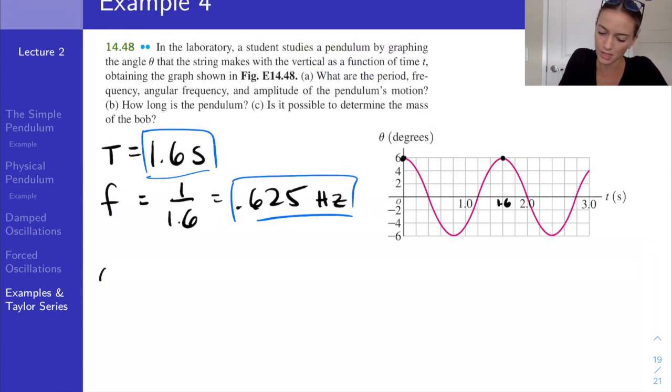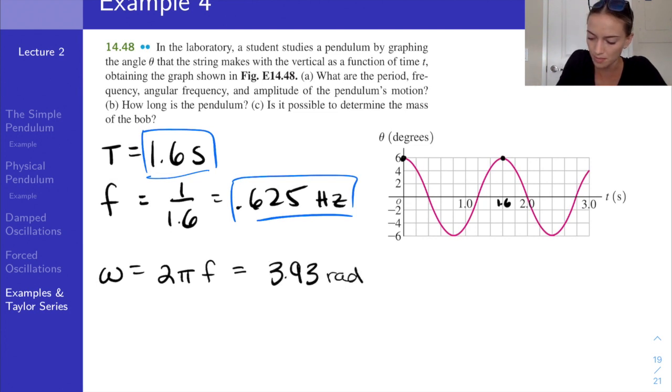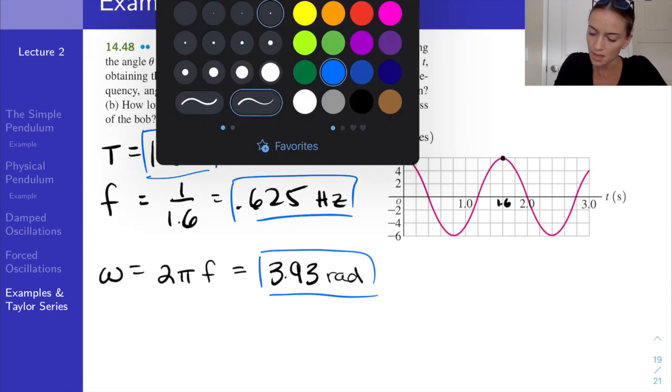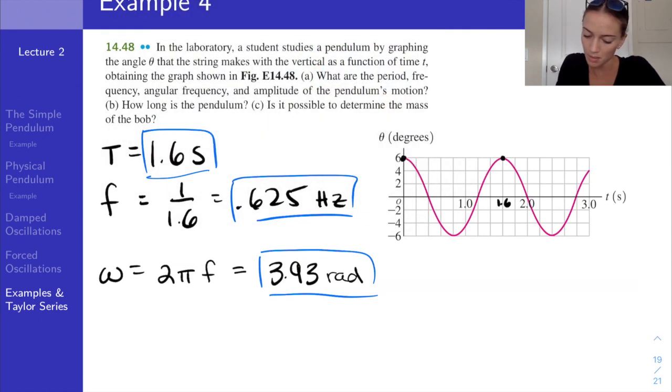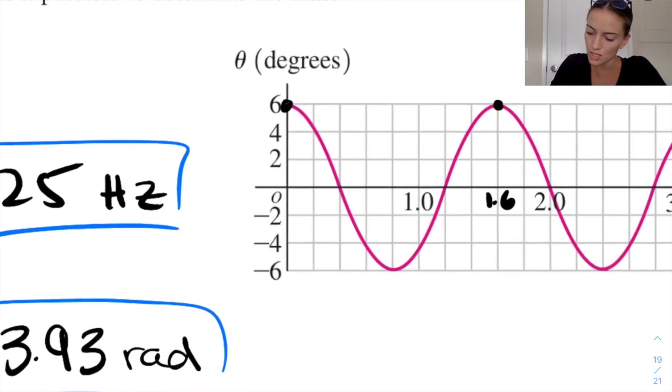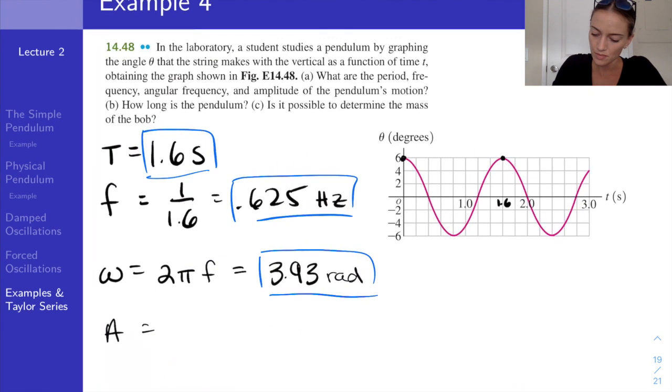And then the angular frequency will just be 2 pi times the frequency. So we get 2 pi times 0.625 is equal to 3.93 radians per second. And then we need to find the amplitude. So the amplitude, we just have to look at how high up does this graph go, and we get 6 degrees. So the amplitude is 6 degrees.